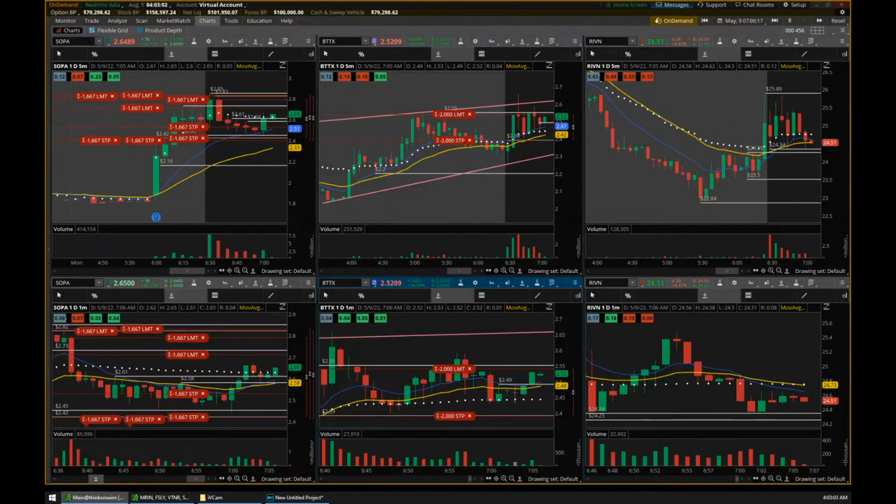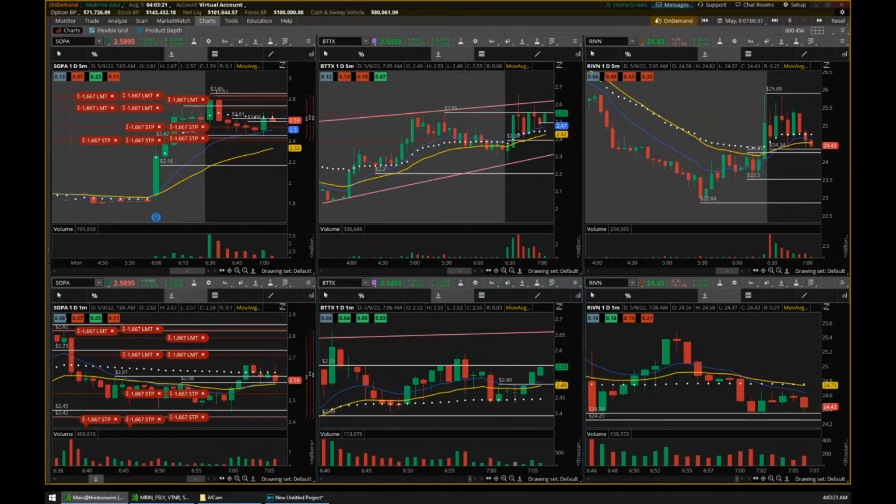If it pulls back, I'm going to add. Also keeping an eye on SOPA for that first 5-minute candle to make a new high. So SOPA might pull back here for a second. I hope I don't get stopped out on that one order. That would be a bummer.